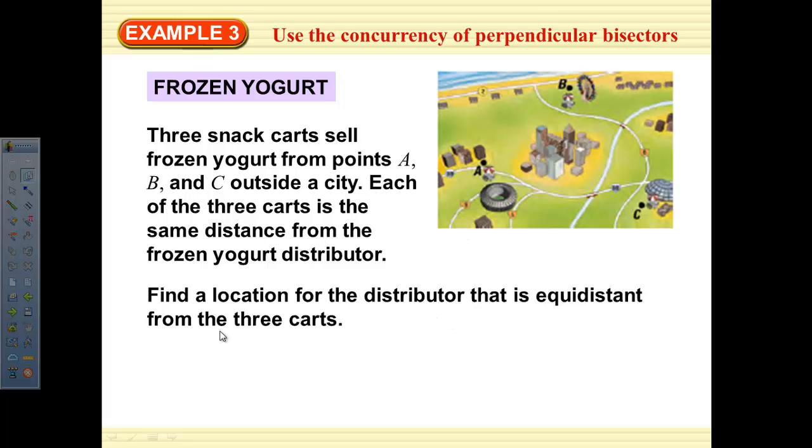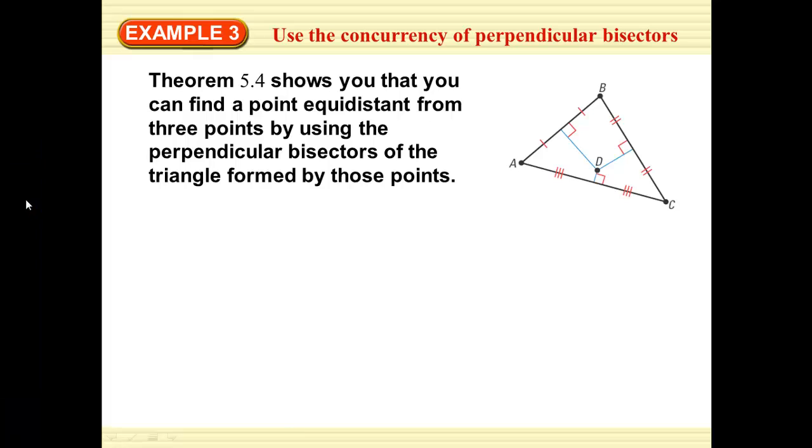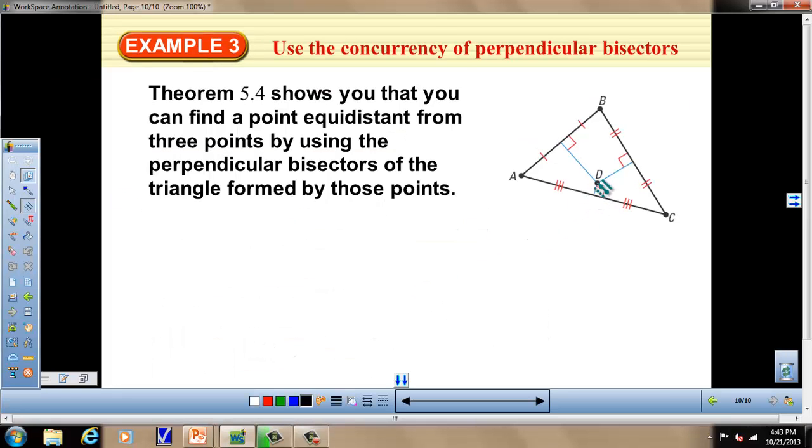So again, find a location that is equidistant from A, B, and C. In order to do that, you would draw a line that is a perpendicular bisector here. This line right here is perpendicular to AC and it cuts it in half. This line right here is perpendicular to AB and it cuts it in half. And this line right here is perpendicular to BC and it cuts it in half.